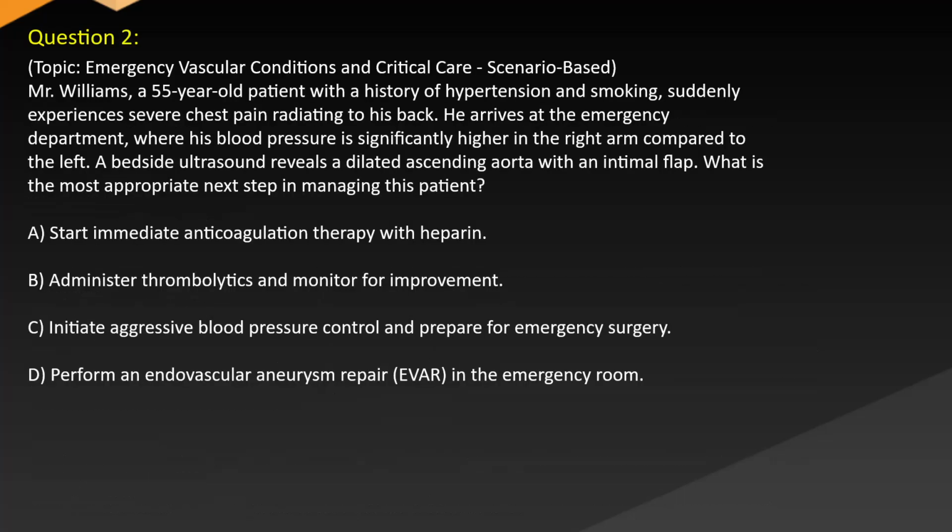Question 2. Topic: Emergency vascular conditions and critical care. Scenario-based. Mr. Williams, a 55-year-old patient with a history of hypertension and smoking, suddenly experiences severe chest pain radiating to his back. He arrives at the emergency department where his blood pressure is significantly higher in the right arm compared to the left. A bedside ultrasound reveals a dilated ascending aorta with an intimal flap. What is the appropriate next step in managing this patient?